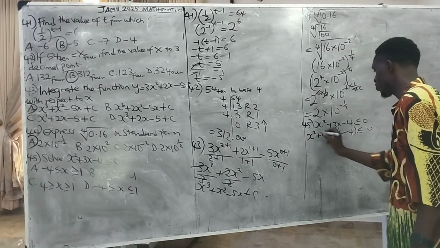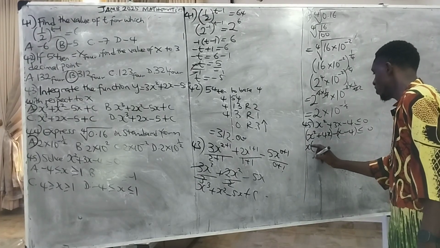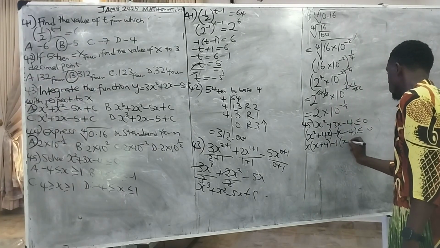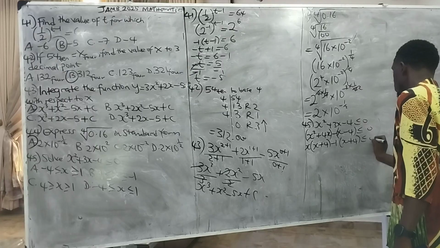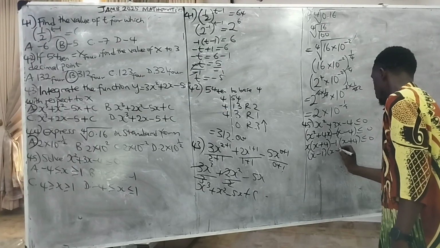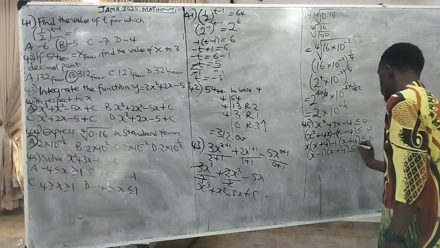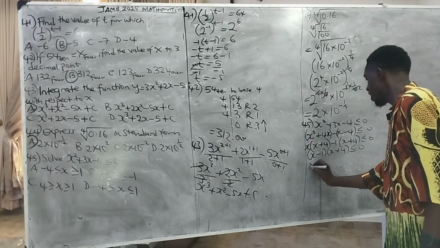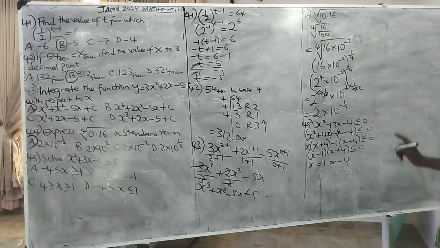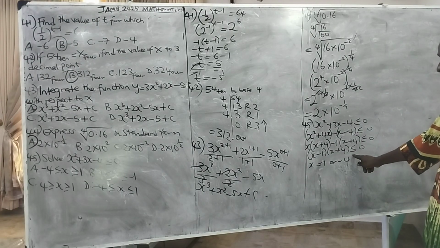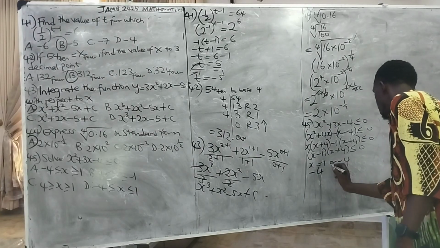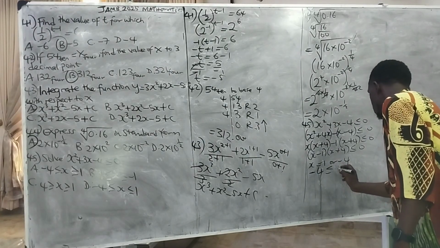So let's group into 2 and factor out. We have x times x plus 4, minus 1 times x plus 4, less than or equal to 0. So we have x minus 1 and x plus 4 less than or equal to 0. So here x can be 1 or minus 4. Then you start with the smaller one, remember.